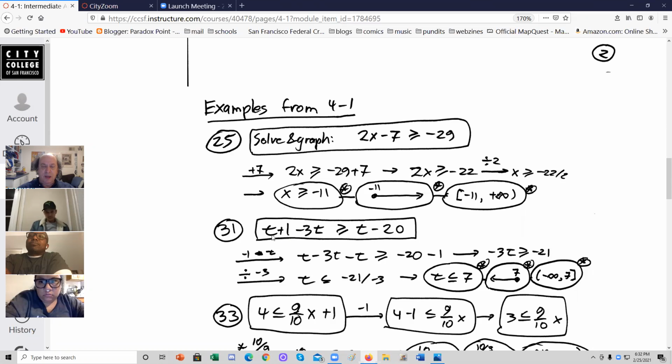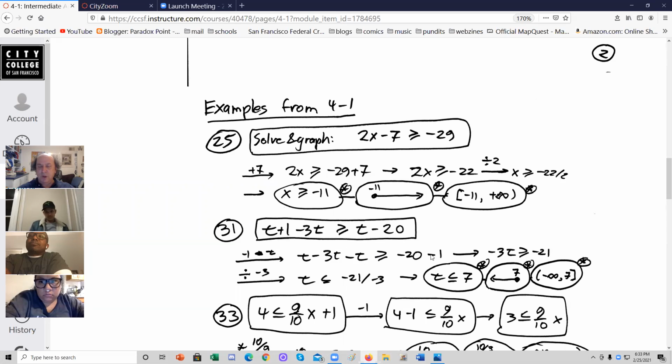Here we have t plus 1 minus 3t is greater than or equal to t minus 20. Okay, I'm going to move the 1 to the right by subtracting from both sides, and then this t to the left by subtracting t from both sides. And since these are just subtractions, the inequality stays the same. So you get t minus 3t minus t greater than or equal to negative 20 minus 1. Okay, combine terms: negative 3t is greater than or equal to negative 21.